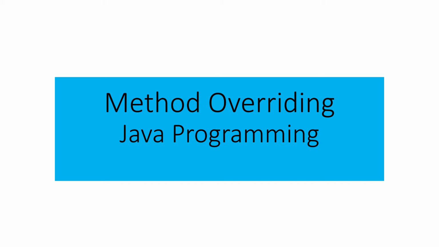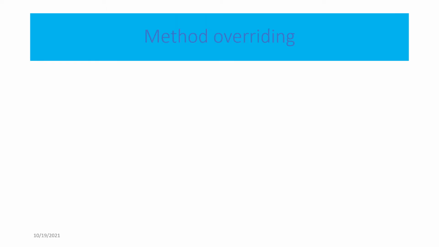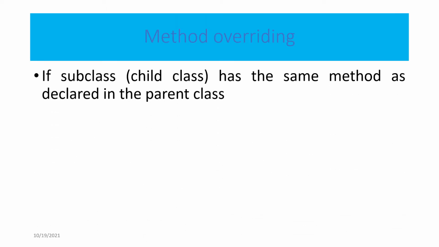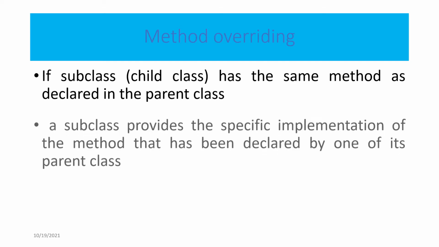Hi, in this video I'm going to tell you about the method overriding concept in Java programming. First, what is meant by method overriding? Method overriding is basically used in inheritance. If a subclass, that is a child class, has the same method as declared in the parent class, then it is method overriding.